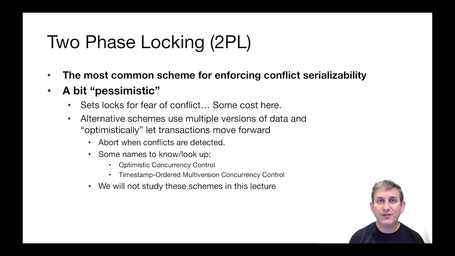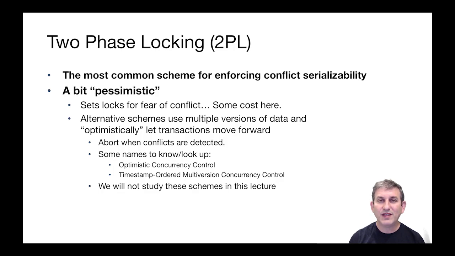But there's some cost here. If there are no conflicting actions, we're setting these locks for no reason, and that's extra work. So there have been schemes proposed to avoid this work, to not set locks, and just be optimistic. Just let transactions go forward and touch whatever they want to, doing reading and writing, and let's just be optimistic that they don't conflict. And then at the end of the transactions, we'll look to see if any conflicts occurred. And if there were conflicts, we'll abort the transactions that conflicted.